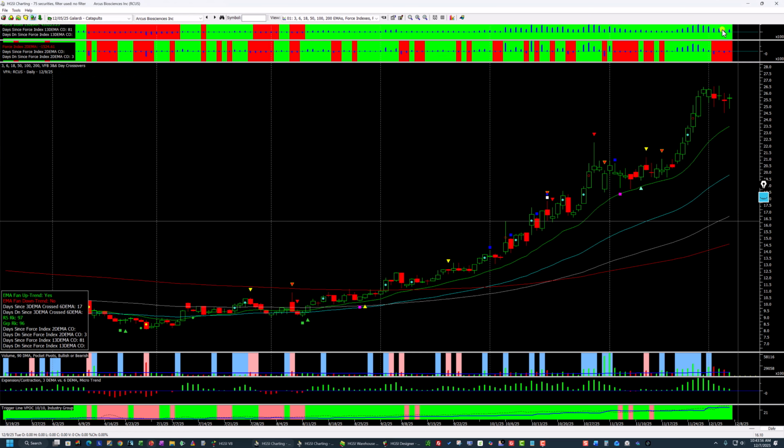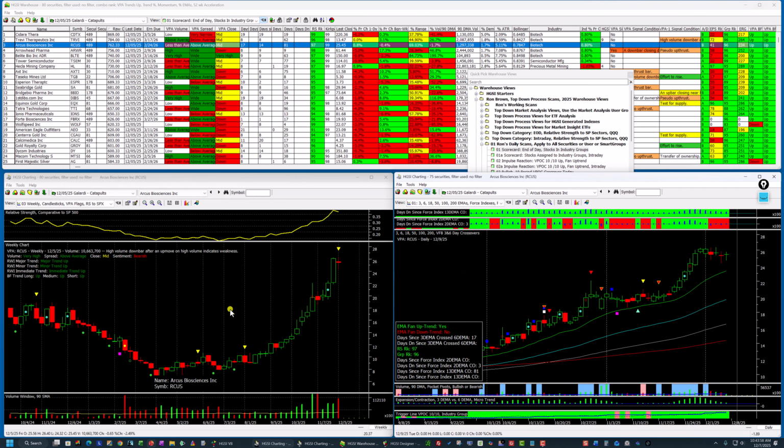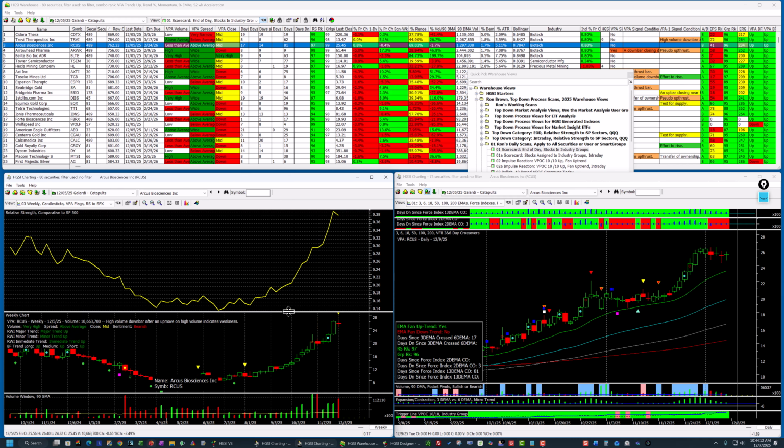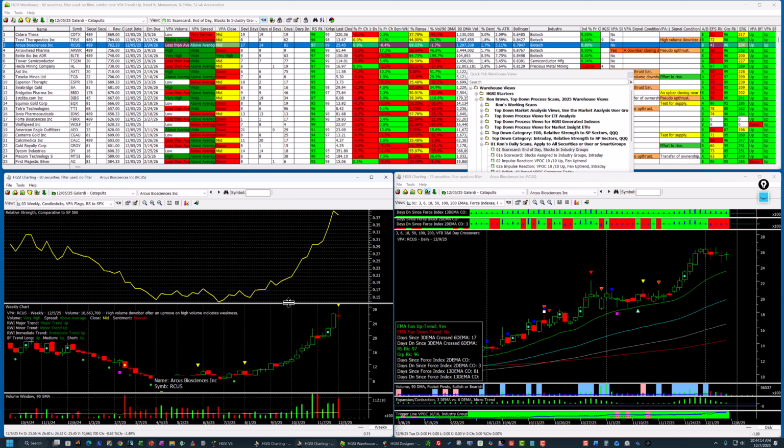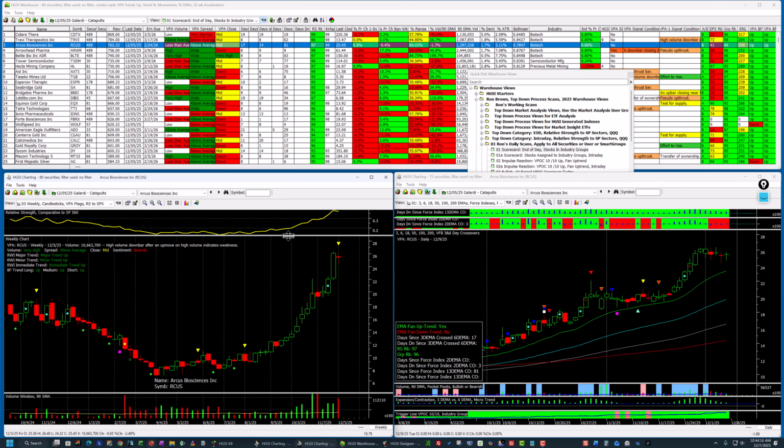Let me take it down here. Okay, I want to take a look at the weekly. Now there's no histogram, I'm sorry. There's no force index in this chart, but it's a weekly chart, and this is the relationship of the strength of this chart compared to the S&P 500.